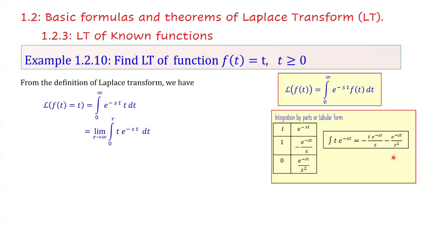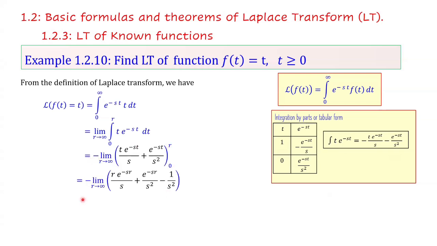Then we substitute it here, taking out the minus, and put in the limits. We get the limit: r e to the power minus sr over s, plus e to the power minus sr over s squared, minus 1 over s squared. The second limit we know is 0 when r tends to infinity. But the first limit is not straightforward, so we need to solve it separately here.